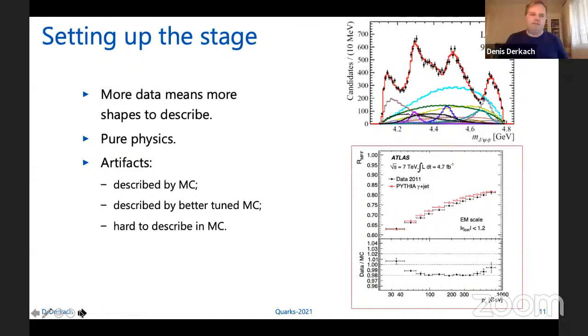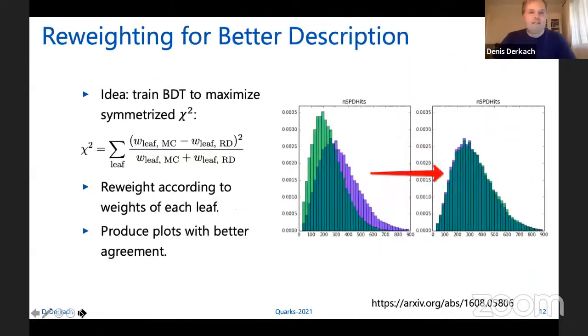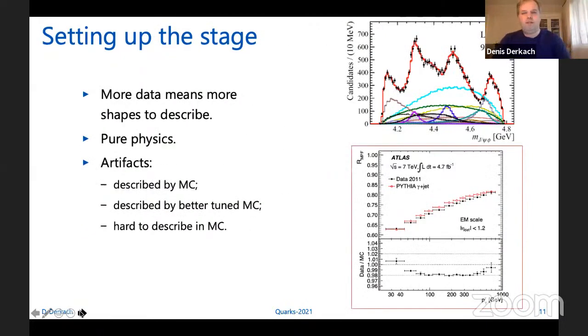Why is it the case? Most probably it is connected to the construction of the particular detector, or something went wrong, and it's very hard to describe the screwdriver which is lying in the center of the detector. And thus we need a way to actually take into account the differences.